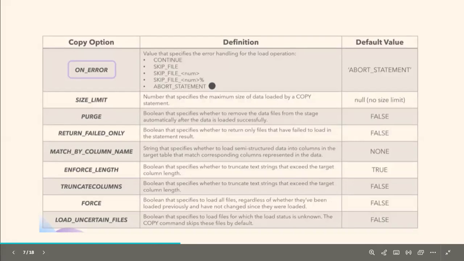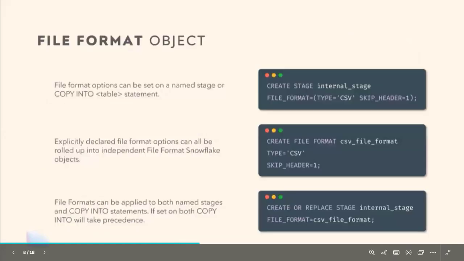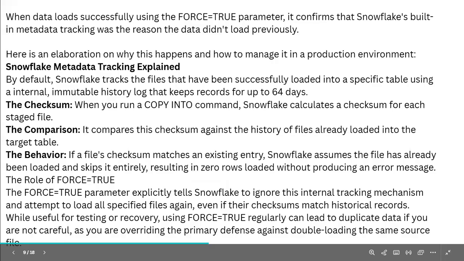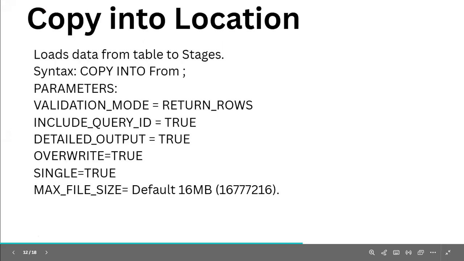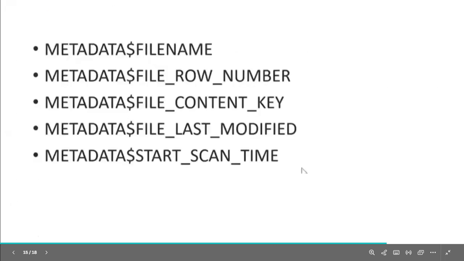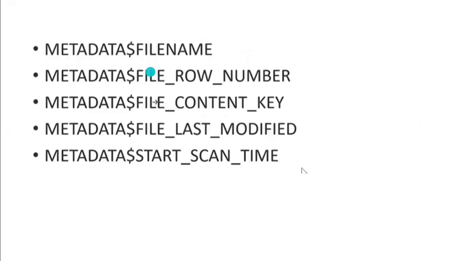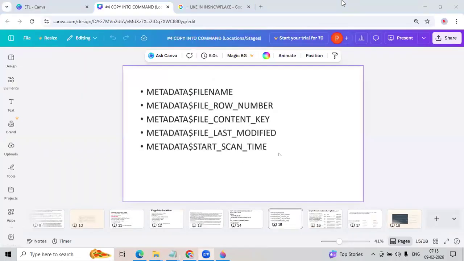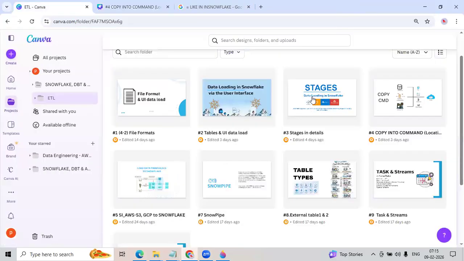Here I highlighted the parameters, like what the default values of these parameters are inside Snowflake. We need to discuss more about parameters. These are the parameters we have: metadata file name, metadata file row number, metadata file content key, last modified, and start scan time. So around five parameters we have. Let me go with one example so that you will understand this.